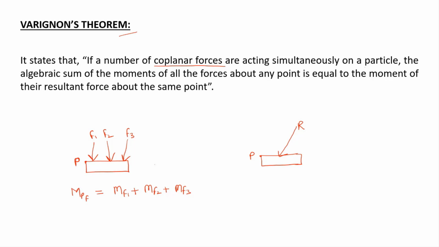Now the moment of the resultant force about the point P, let us say the moment at point P of the resultant force is given by mR. So according to Varignon's theorem, the moment at point P due to the force system is equal to the moment at the same point P due to the resultant force. This is Varignon's theorem.